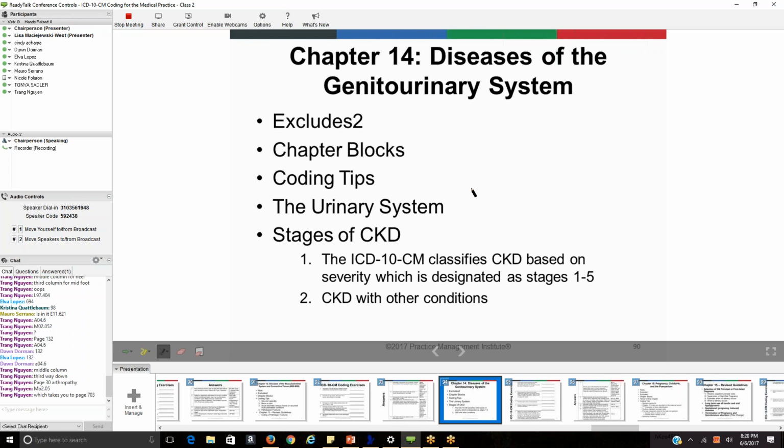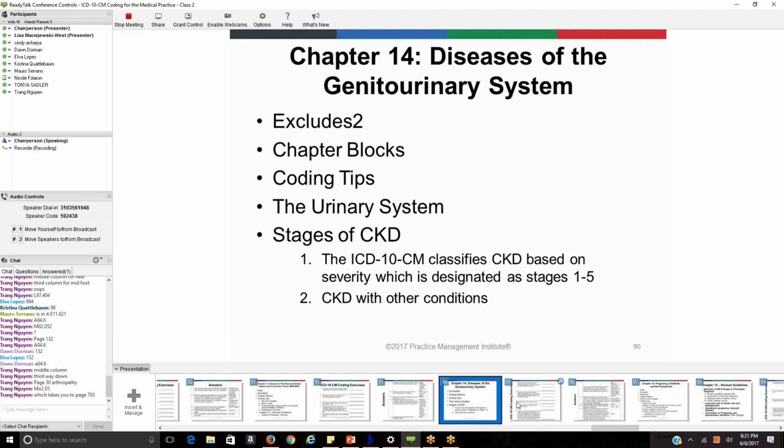The main chapter-specific coding guideline that we have for Chapter 14 is the stages of chronic kidney disease. Under the stages of chronic kidney disease, we have stage 1 through 4, which are N18.1, 18.2, 18.3, and 18.4. End-stage renal disease, N18.6, can only be assigned if the patient is on dialysis. Okay, the patient must be on dialysis in order to code N18.6. And that's really the main coding guideline that's contained in Chapter 14. Otherwise, it's just using the general coding guidelines that we've already learned.